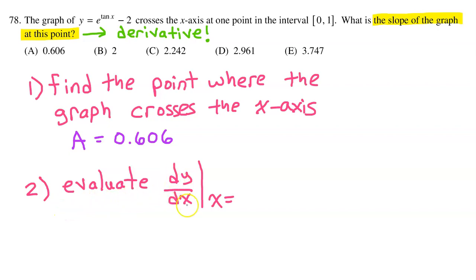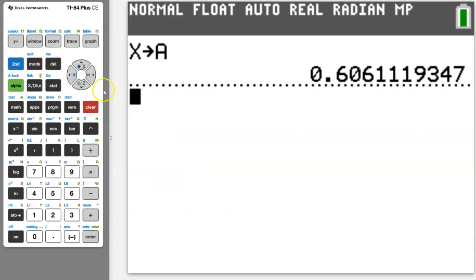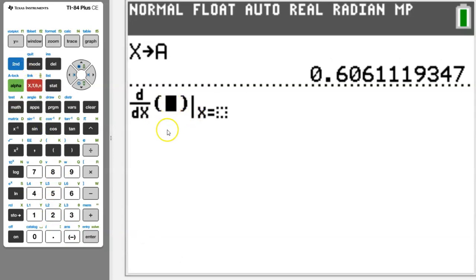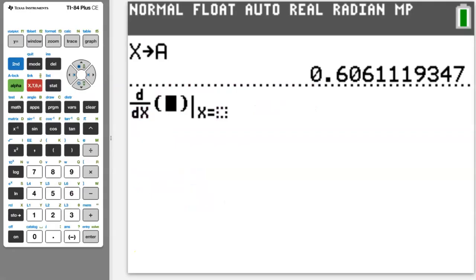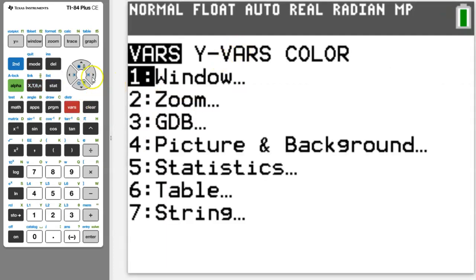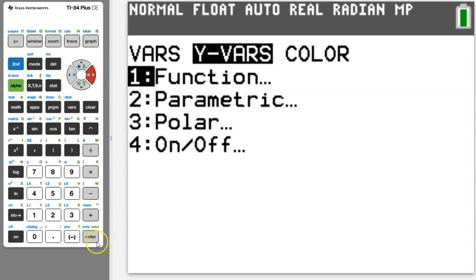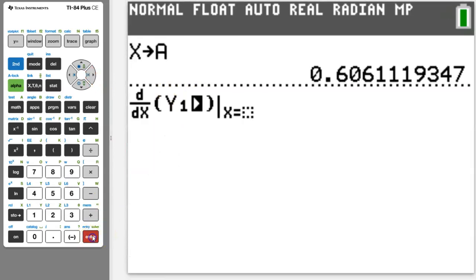Time for step 2. We need to evaluate the derivative at x equals, and I'm just going to say a. We can use the calculator for this. To evaluate a derivative, choose Math and then option 8. We are doing dy dx. Right here, I could type in the original function, e to the tangent x minus 2. But I already typed this into y1. So instead of retyping the function, I like to hit vars and then switch over to yvars, and then I will hit enter and choose y1.